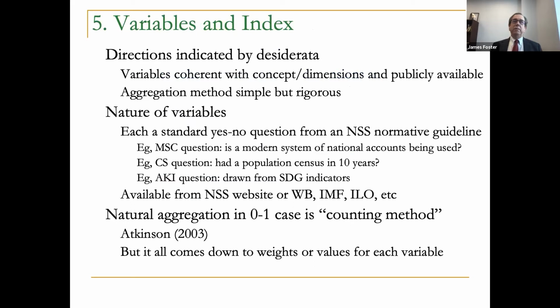Variables and index. The directions here are indicated by the desiderata. The variables have to be coherent with the concept and dimensions, and publicly available. The aggregation method should be simple but rigorous. So what is the nature of variables here? Well, in our conception, each was just a standard yes/no question. For instance, do you use a modern system of national accounts, right? And that could be made precise. Have you had a population census in 10 years?